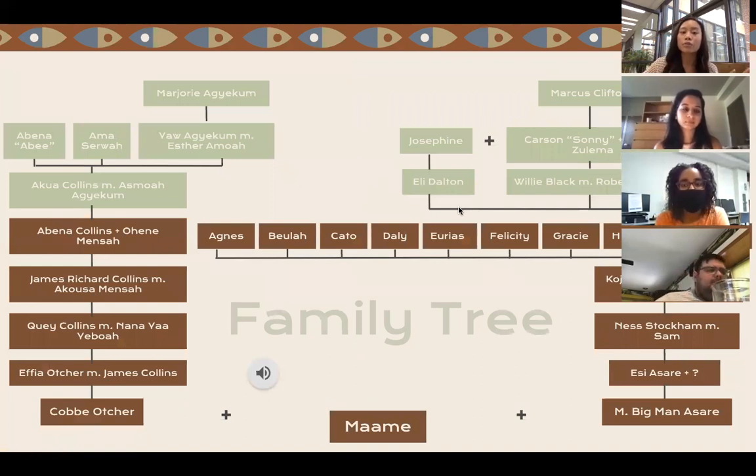The first thing to understand is the family tree, which is important to understand the chapters and the organization of the stories. The mother at the bottom is the mother of Effia and Esi, who are half sisters. From there, they are going to be the first two chapters, and then their descendants, their son or daughter, is going to be the next chapter. So you can see how it goes from Quey to James to Abena. Same thing on the other side of Esi's family line. And so each chapter will represent a different descendant.